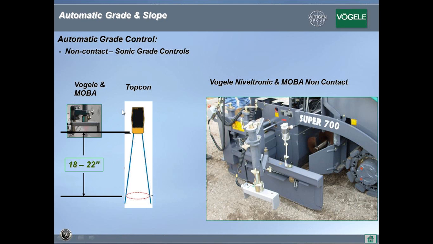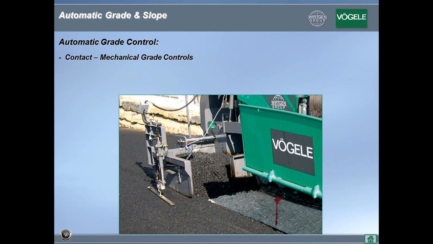Different types of non-contact sensors out there. Topcon's got one, MOBA's got one, we have one. Recommendation for the distance from your sensor to your reference point, 18 to 22 inches, depending on whose it is. But again, the position is in line with the drive wheel or your drive hub on a track paver. There's also a mechanical type sensor. The position is the same, but in this case it drags on your reference point, whether it's a string line or a curb or an existing joint, but the performance is generally the same whether it's contact or non-contact.